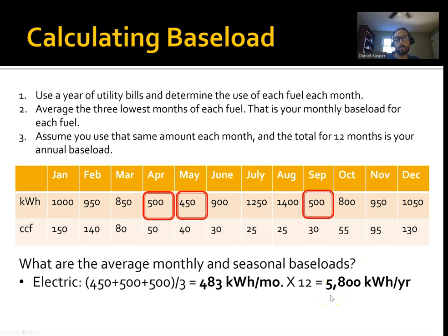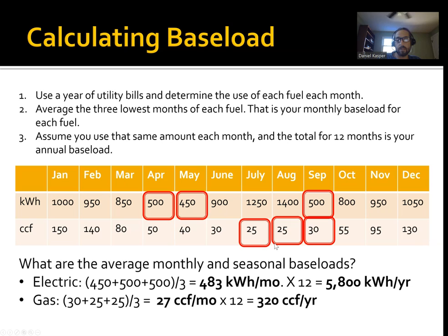Okay, so feel free to press pause and see if you can figure out the monthly and annual base load for natural gas. Okay, so our 3 lowest months are 25, 25, and 30. It doesn't matter if you pick this 30 or that 30, they're still the lowest months. Okay, so you take the average of those, you get about 27 CCFs per month. So again, that is your monthly base load. So you assume that they're using an average of about 27 a month, 2,700 cubic feet per month minimum, and then per year that's 320 CCFs.